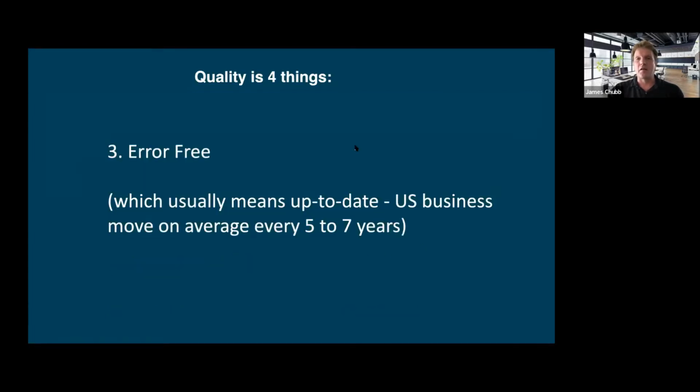The third thing is error-free, which usually means your data is up to date. In the US, this is pre-pandemic, I read somewhere that businesses move every 5 to 7 years on average. So if you're not constantly updating your list, 20% of that list is going to go bad every year. And so having quality data, updating the list is really important as well.